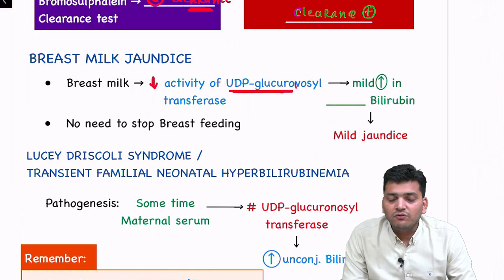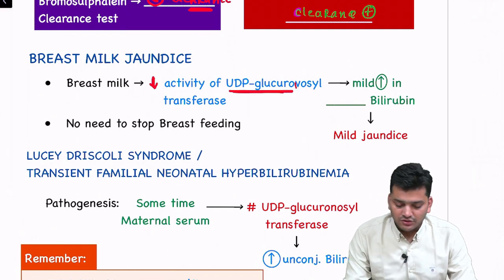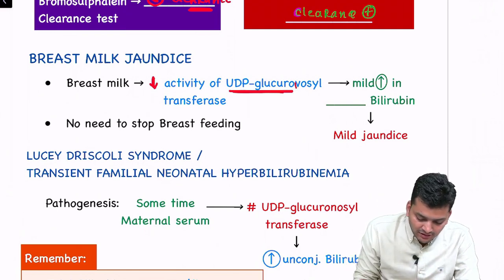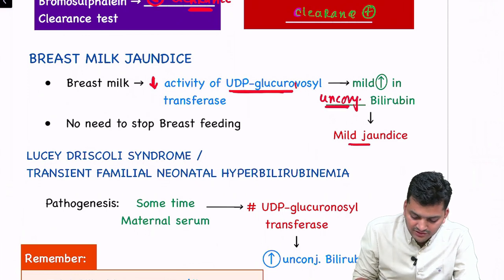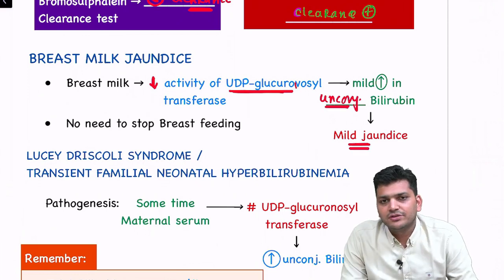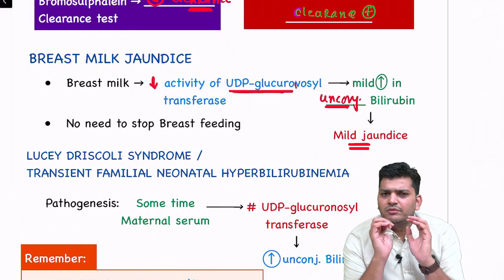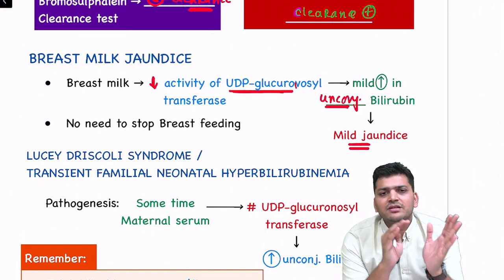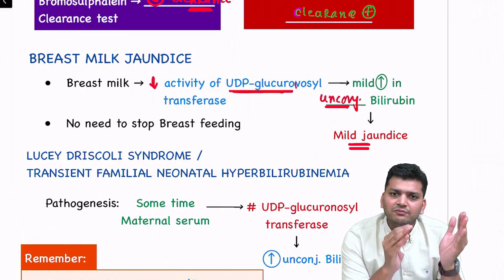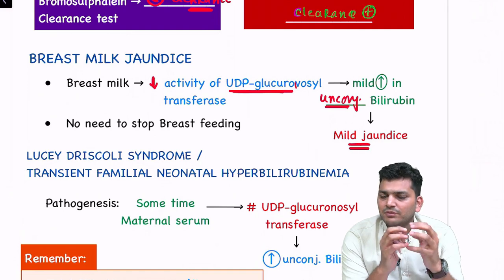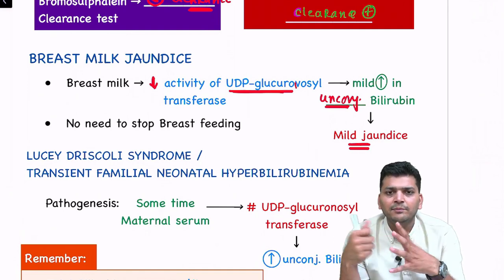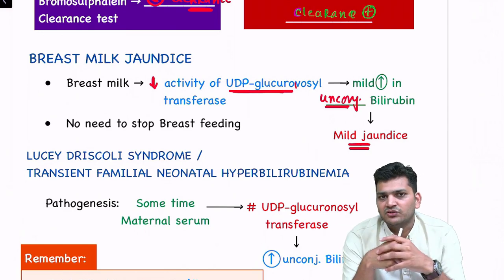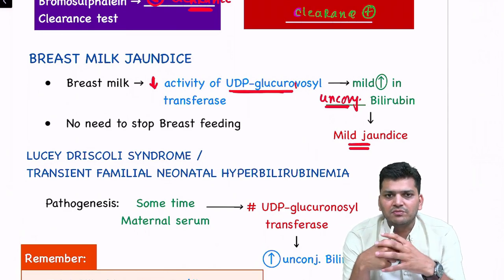If this enzyme is not working properly, then the unconjugated bilirubin will not be able to convert. So there is going to be a mild increase in the unconjugated bilirubin, and the child will have mild jaundice. Now, there is no need to stop breastfeeding. It is just a transient thing that happens in the first few days of life. Because of the breast milk, there can be a decrease in the activity of this enzyme, so unconjugated bilirubin will increase. But over time, the liver will overcome this situation and become habituated to the breast milk.